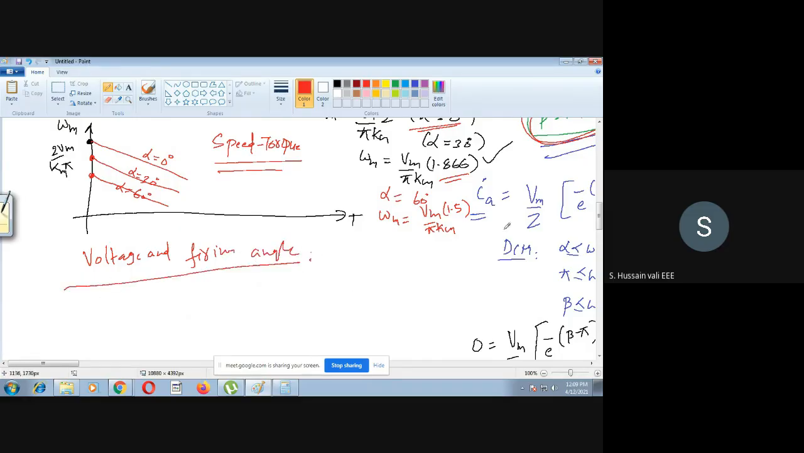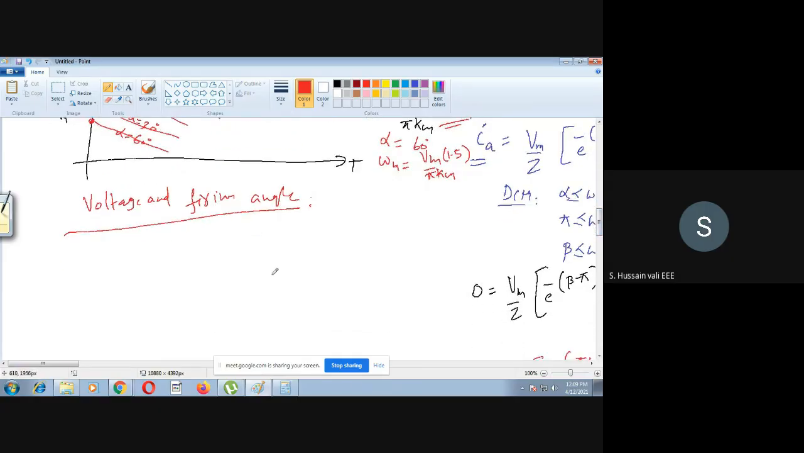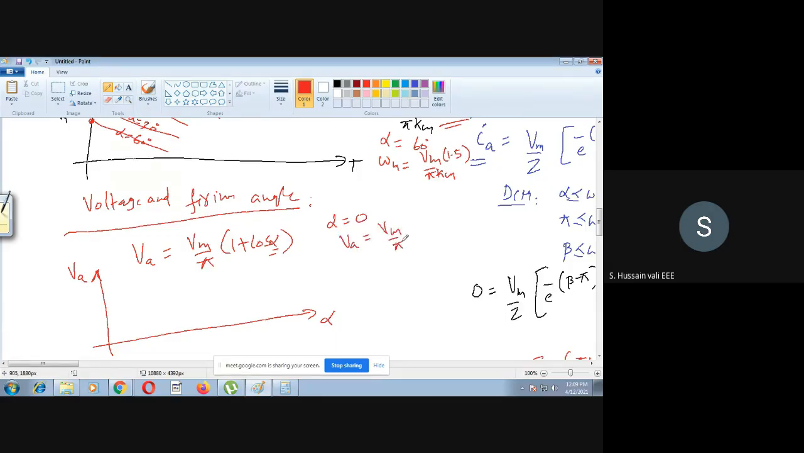Okay, then we'll take the expression for Va, which we got for the continuous conduction mode, that is Vm by pi into 1 plus cos alpha. For this we'll draw the graph, this is Va, whereas this is alpha. So for different values of alpha, you find out what is Va. Let me take alpha is equal to 0. If I take alpha is equal to 0, then what is Va? Va is equal to 2 Vm by pi, because with alpha equal to 0, cos alpha is 1. So now let me take alpha is equal to some 60 degrees.